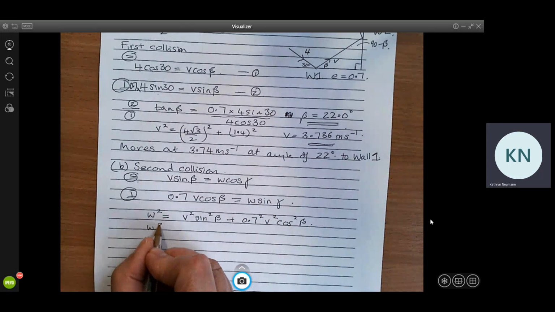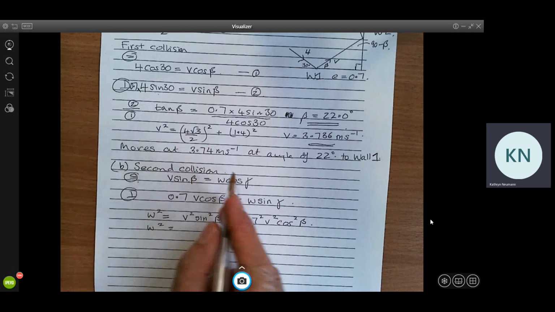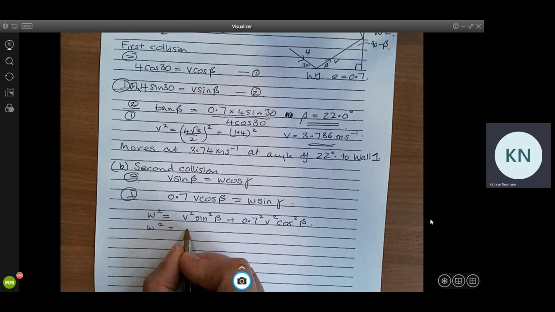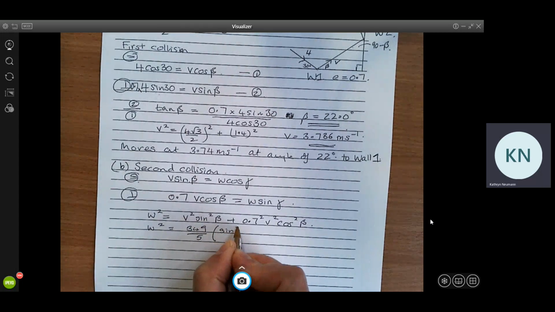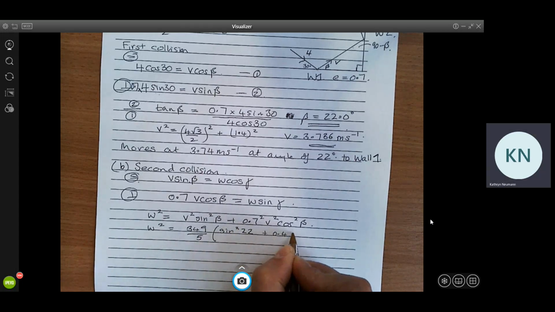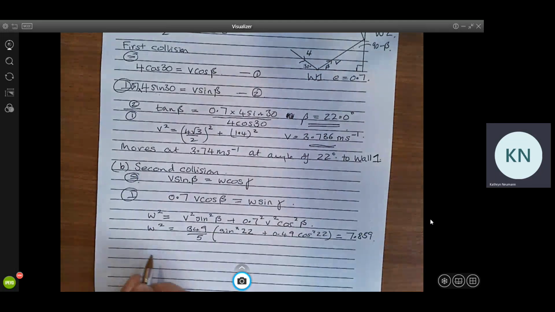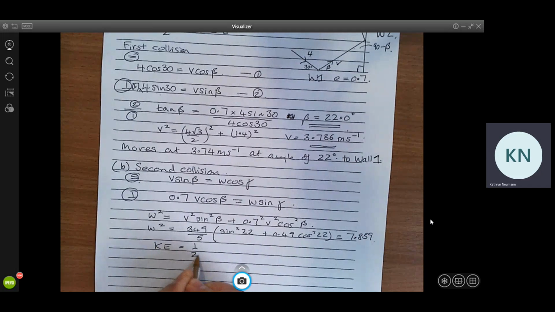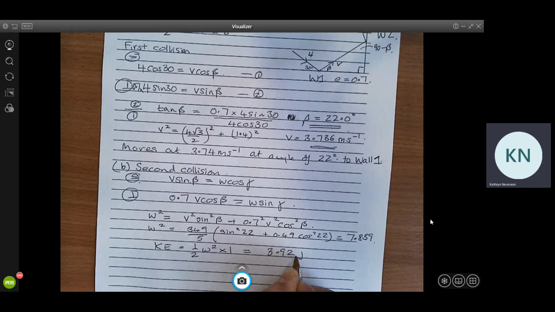So we've got that W squared is V squared sine squared beta plus 0.7 squared V squared cos squared beta. And working this out using the values we found before, we're going to get 349 over 5 sine squared 22 degrees plus 0.49 cos squared 22 degrees, which is 7.839. That's what W squared is equal to. So we want the kinetic energy, which is a half W squared times 1, which gives me 3.92 joules.